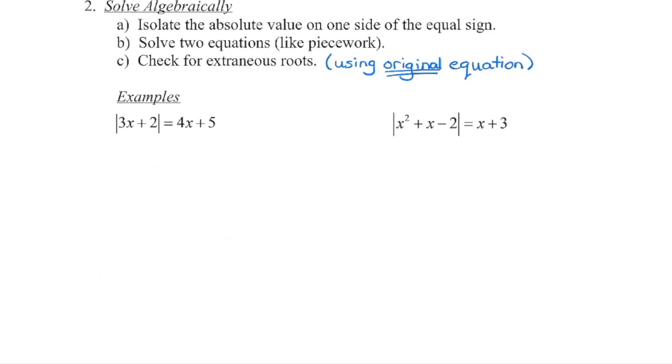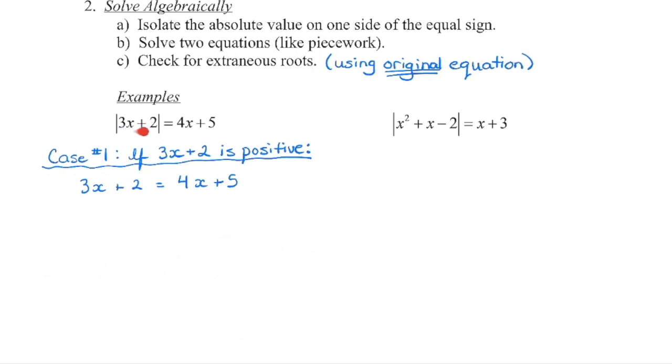Algebraically is the second way that we can solve an equation, and it is the preferred method for most people. We begin the same way. So we're going to isolate that absolute value. So in this case, it's already isolated. And then we're going to solve two equations just like what we did when we set up the piecework. So we're going to start and say, okay, if this expression is positive, then we're going to have this side equal to this side. I'm going to subtract 3x to get all of the variables on one side, and then I'm going to also subtract 5 to isolate x, and that gives me my first solution.